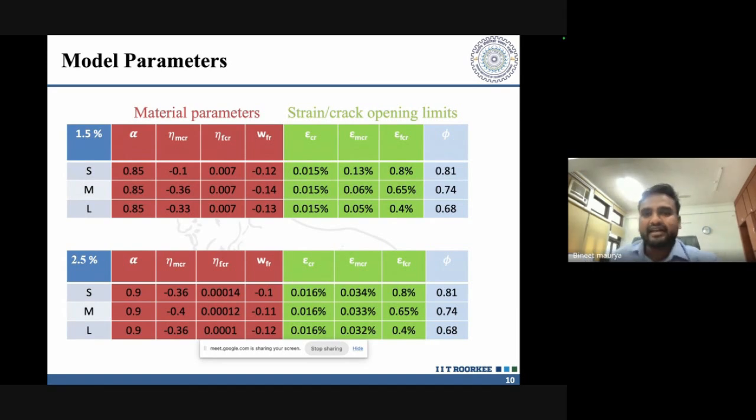Later on, whatever model parameters have been derived from the calibration studies, you will see the material parameters are basically constant, meaning they do not change much even if we vary the specimen sizes.